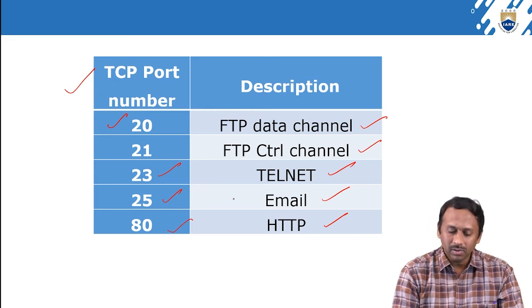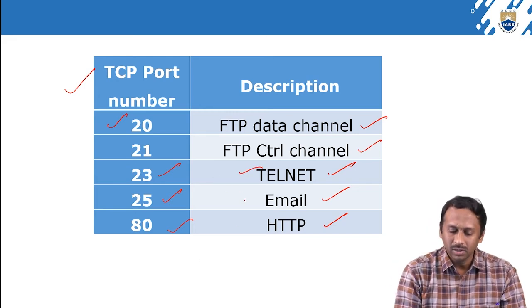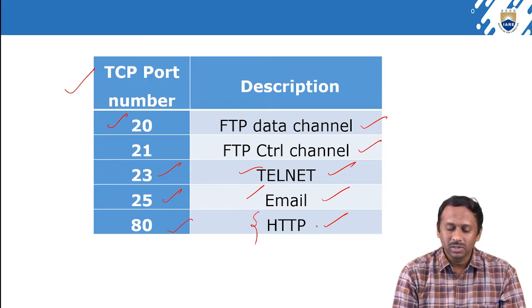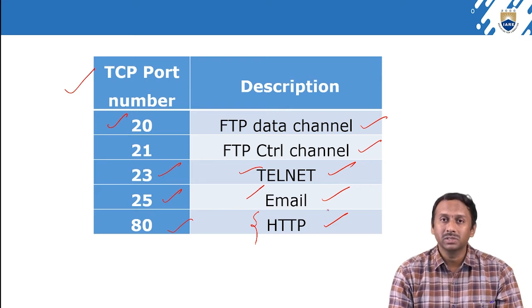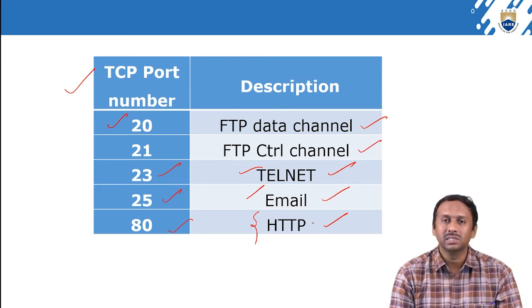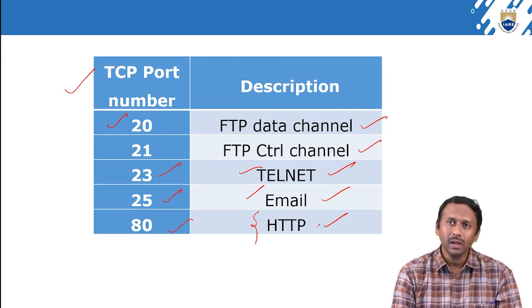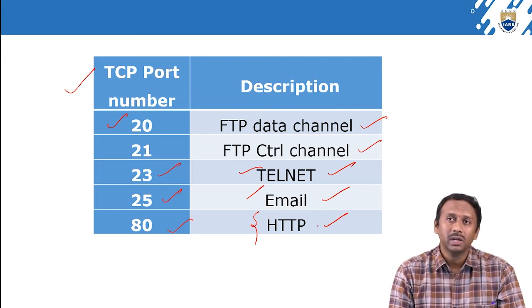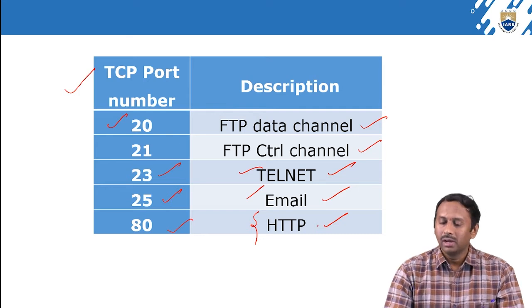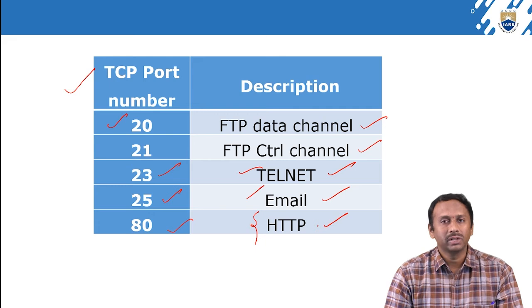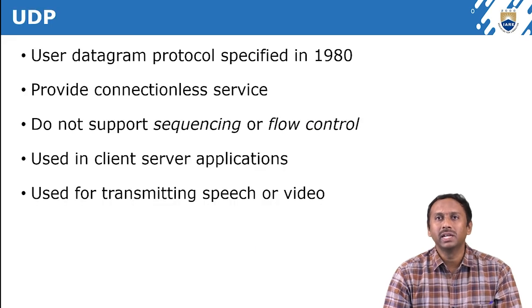We will discuss all these. Telnet is already discussed, and everybody knows what email is, isn't it? HTTP we can see in the next layer, the application layer: what HTTP is and what its purpose is. Please remember these port numbers: 20 for FTP data channel, 21 for FTP control, 23 for Telnet, 25 for email, and 80 for HTTP.